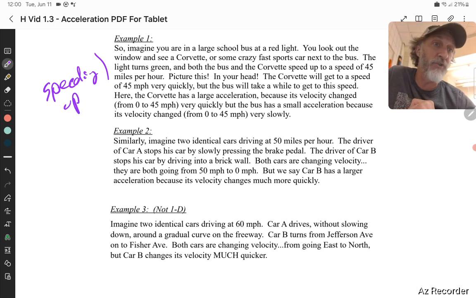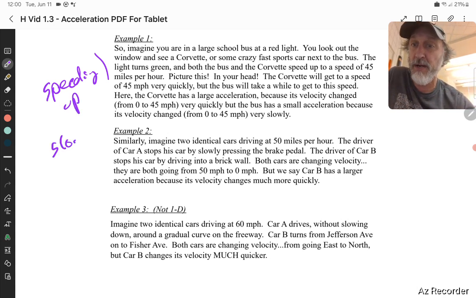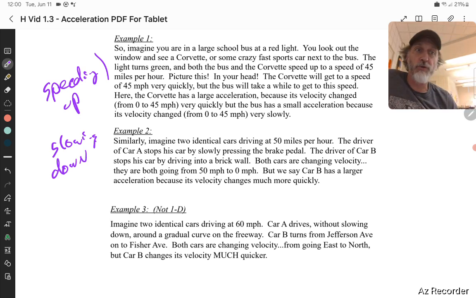All right, you can also change your velocity by slowing down. A large acceleration would mean you're slowing down quickly, and a small acceleration means you're slowing down gradually. Imagine two identical cars driving 50 miles an hour. The driver of car A is going to accelerate slowly by slowly pressing the brake pedal, and so the car is going to slow down and stop, right?